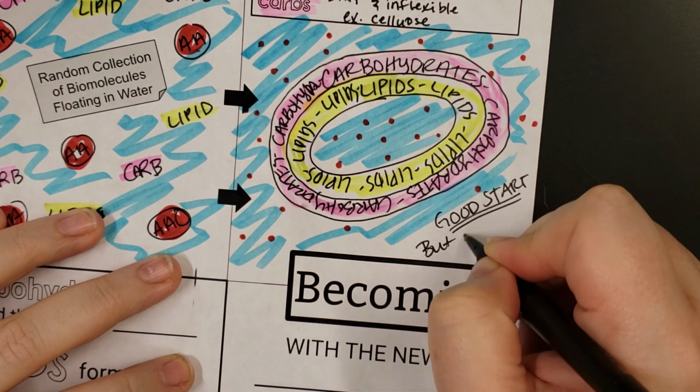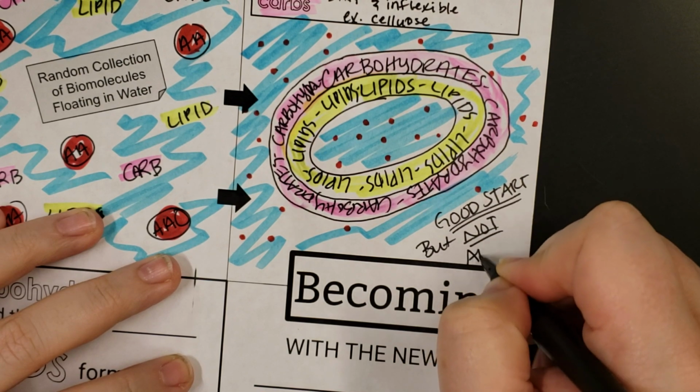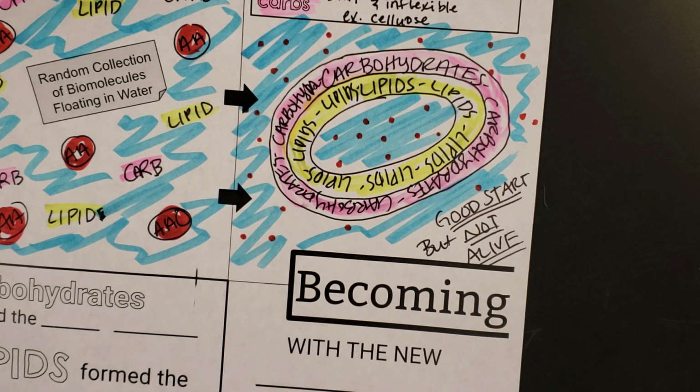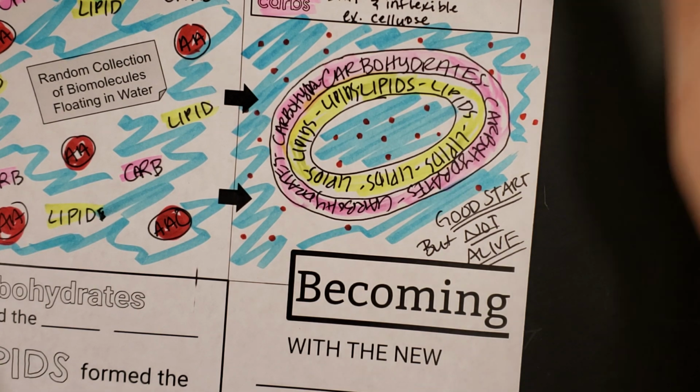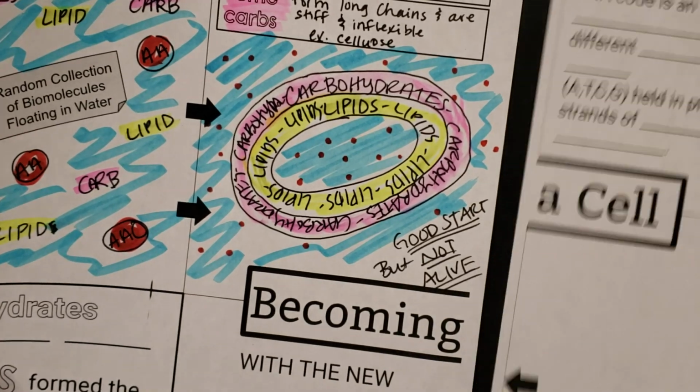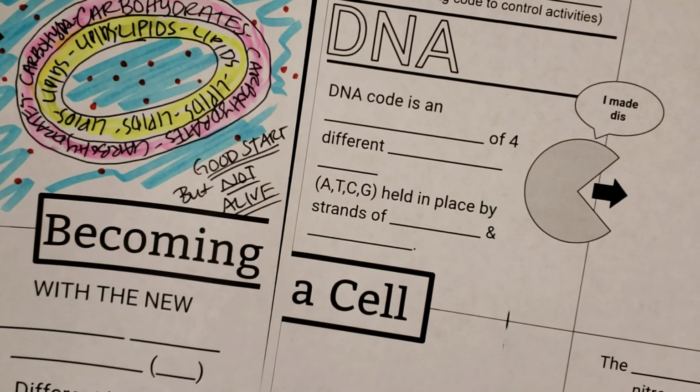but it's not alive. This is just the structure. This is just the house that was formed first. Now we have to put the living stuff inside. All right. So we're going to go over to our next page, because these two pages are meant to go like this in your notebook.